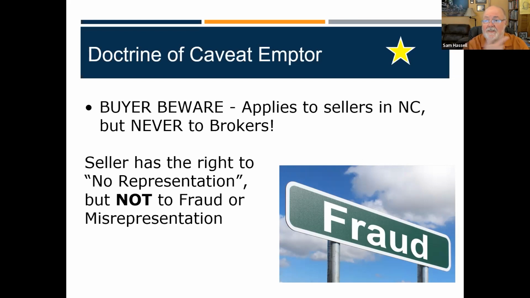And now the seller's broker has to give out material facts regardless. If the roof leaks in the house that I'm selling, does my seller have to say anything to the buyer about the roof leaking? Nope. He can say no representation. Do I have to say something to the buyer? I have to say something to the buyer, yes. I am not excused on caveat emptor, okay?